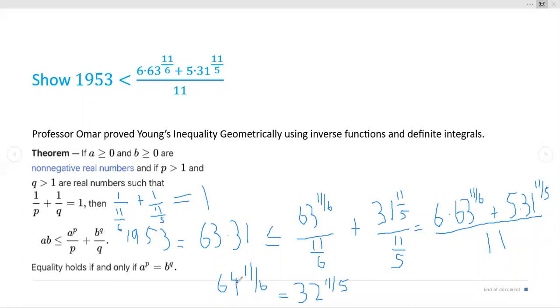I have 64 right here, 63 right here, 32 right here, 31 right here. So you see, this is just almost the equality condition right here. The equality does hold when this happens. And again, these numbers, 64 to the 11/6 does equal 32 to the 11/5. But again, they're very, very close right here. 63 is a little bit below 64. 31 is a little bit below 32. So if you're curious, this turned out to be very, very close. It's pretty sharp.